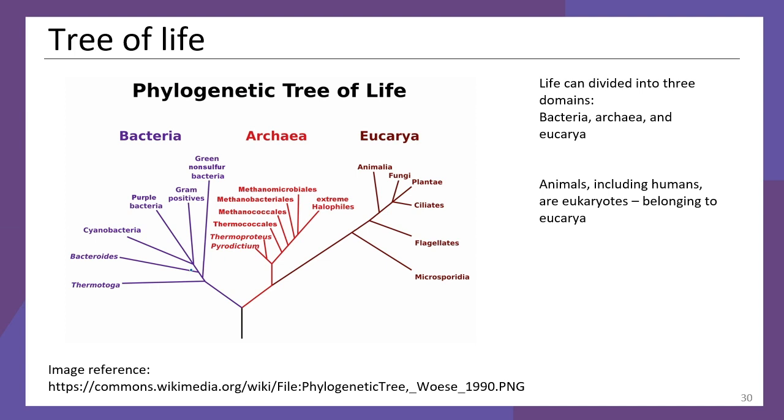So here we look at life from the most zoomed out view, where we're looking at our three domains. We've got bacteria, archaea, and eukarya. Being eukaryotes, animals are in eukarya, and so we belong to this grouping. So I'm going to check your understanding. Eukarya, is it monophyletic, paraphyletic, or polyphyletic from what you see in the diagram?